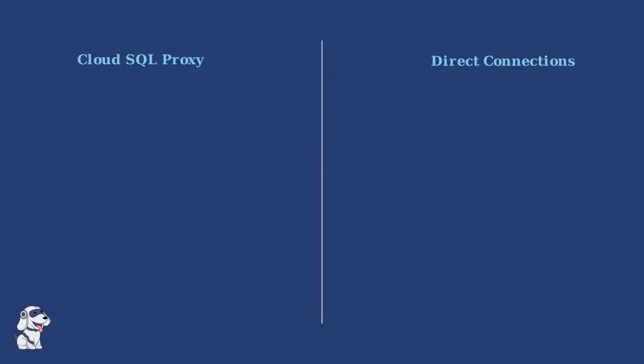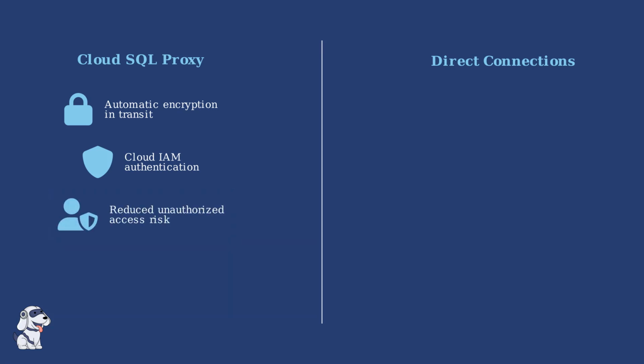On the left, we have the Cloud SQL proxy method, and on the right, direct connections to Cloud SQL. The Cloud SQL proxy provides several key security advantages. First, it automatically encrypts all data in transit, ensuring your database communications are protected without any additional configuration. Second, it uses Cloud IAM for authentication, which means you can leverage Google Cloud's robust identity and access management system instead of managing database credentials manually. This combination significantly reduces the risk of unauthorized access, as the proxy handles all the complex security protocols automatically.